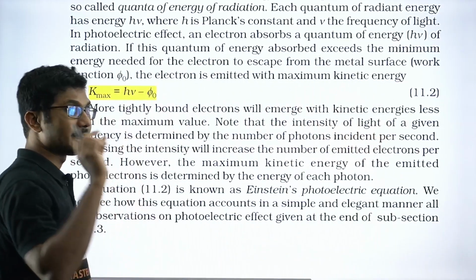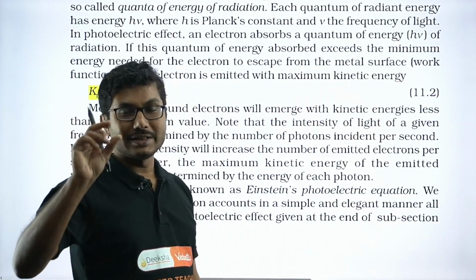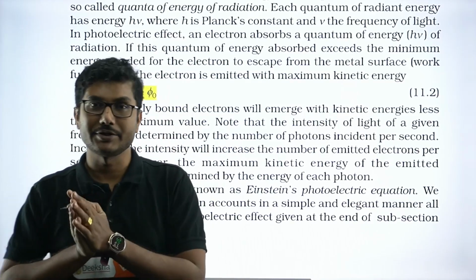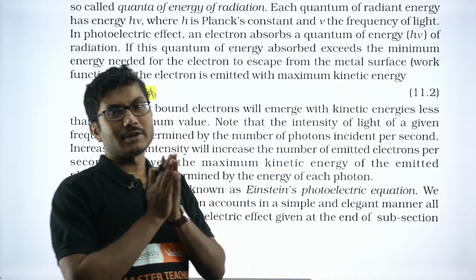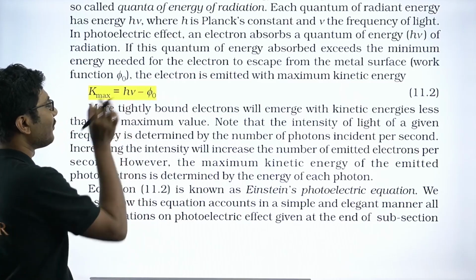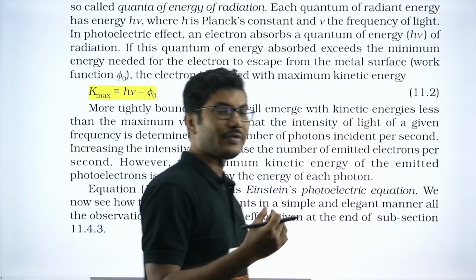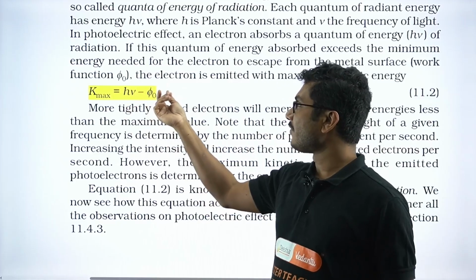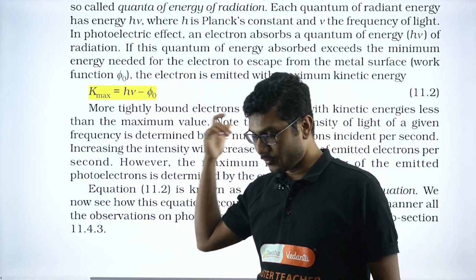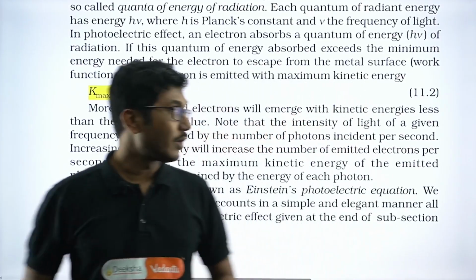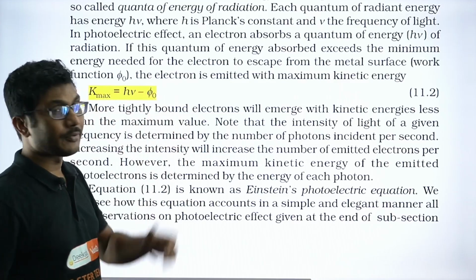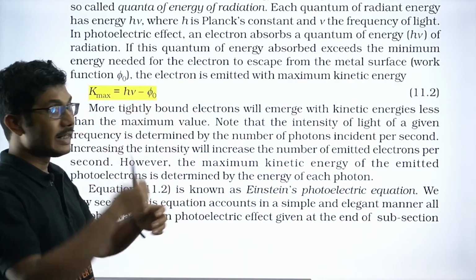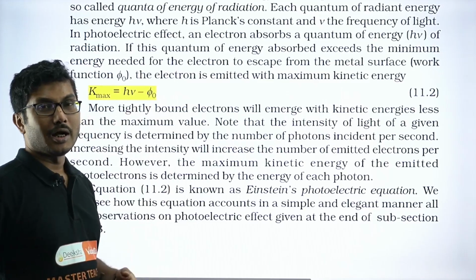Quanta is basically a packet of energy which has a fixed value, and it depends on the frequency of the radiation. One quantum of light has an energy of h nu. So this is one quantum of light. The phi naught is called the work function. Basically this is the minimum amount of energy required to release the electron. So this is the energy with which it is bound to the metal surface.